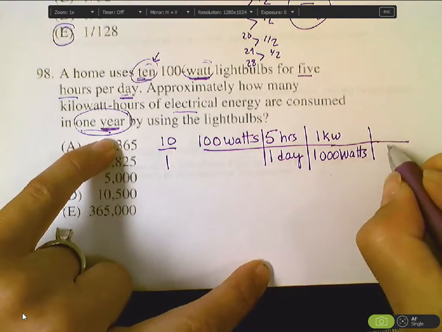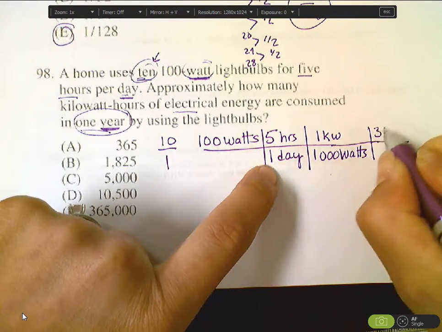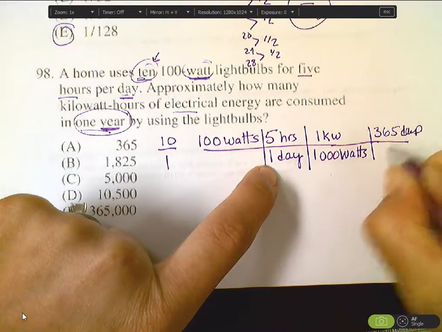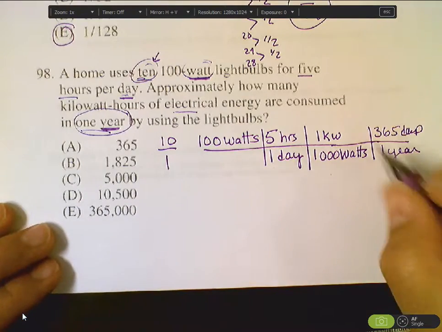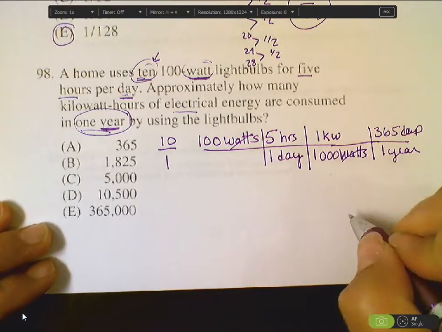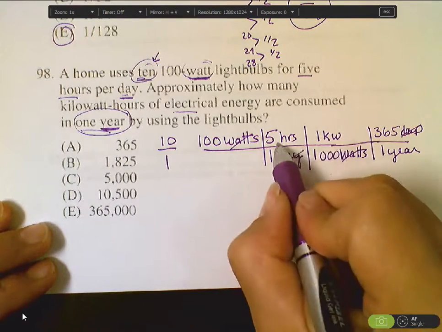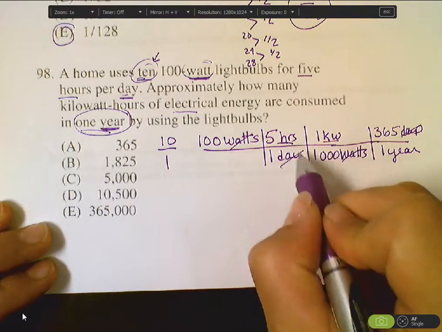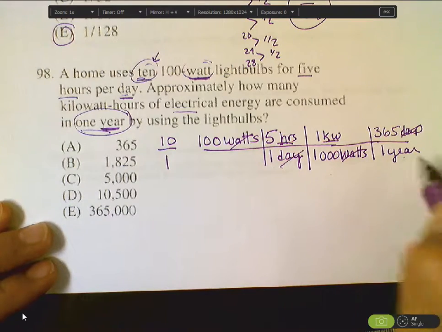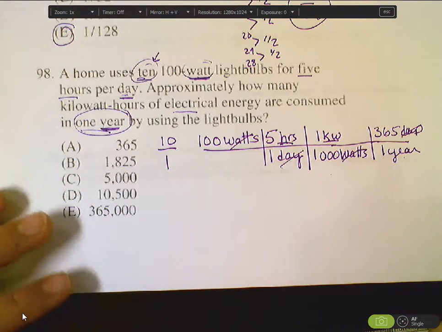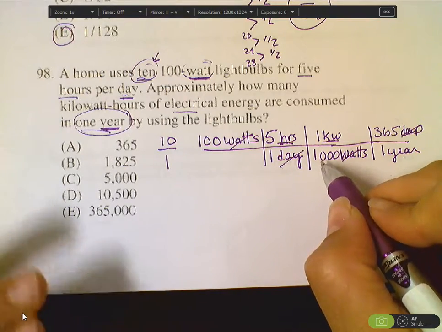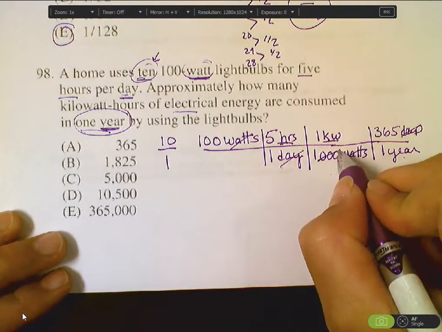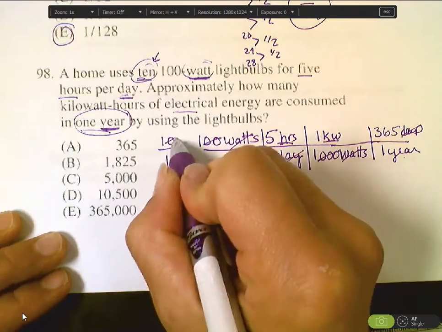And they want it in years, not days, so I need to convert: 365 days in 1 year. Let's see what happens to my units here. My watts cancel, my days cancel, and I am left with kilowatt hours per year. So I'm good to go on that. And the other beauty here, 3 zeros here. By the way, I always simplify before I start my math.